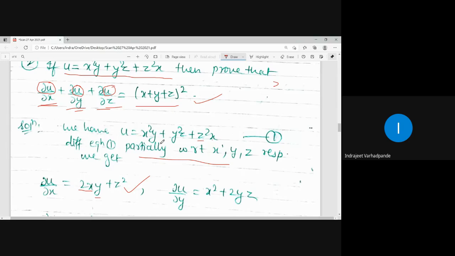While differentiating with respect to y, z and x are treated as constant. x square into derivative of y is 1. z constant, derivative of y square is 2y. And z and x are constant, so derivative of this is 0. Clear? Yes, sir. So that is how we calculate the derivative del u by del y.